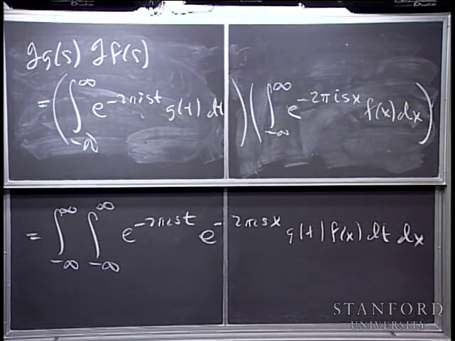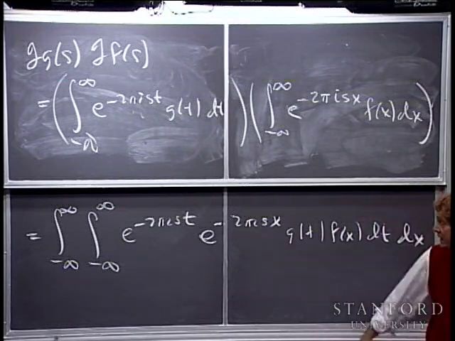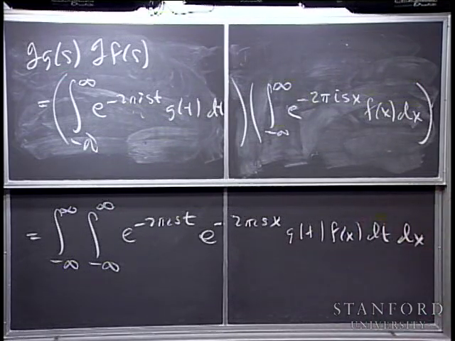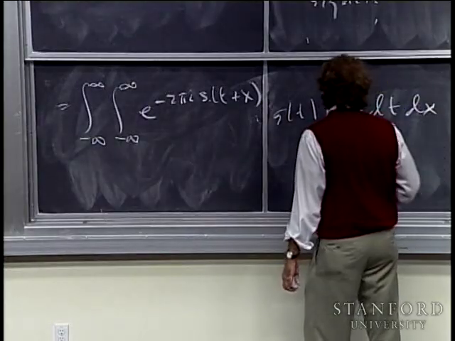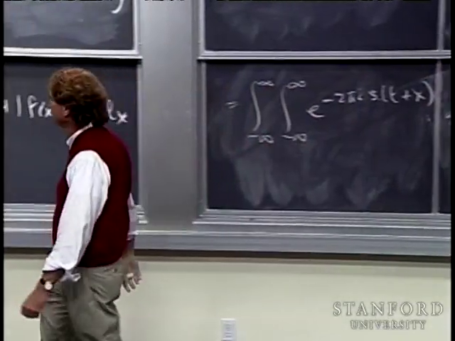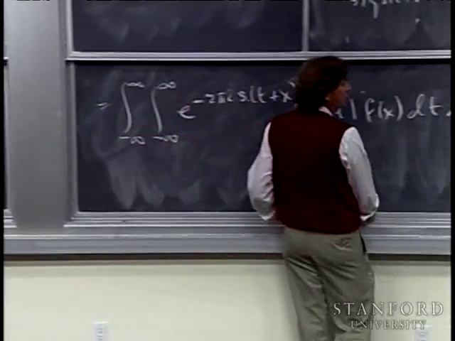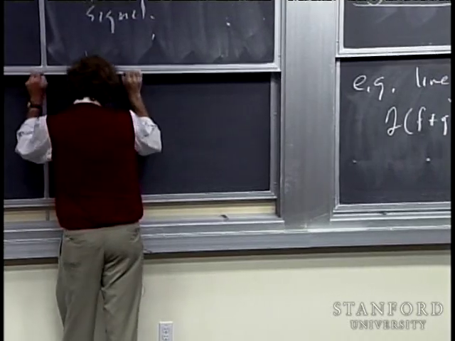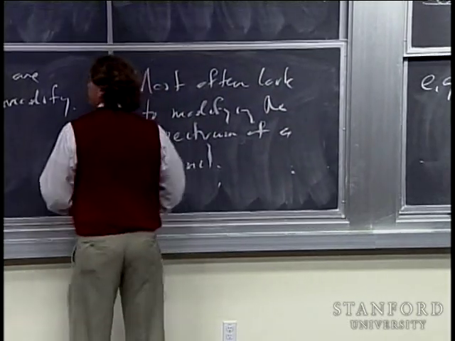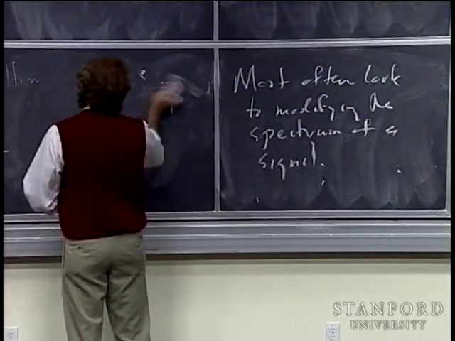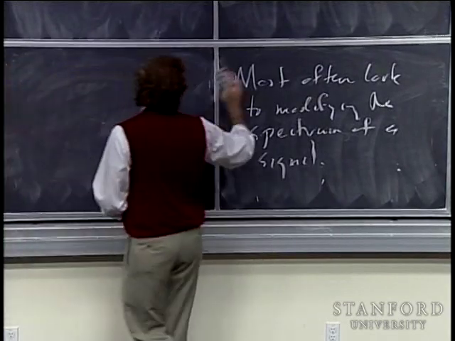All right, so this is e to the minus 2 pi i. I have a common factor of s in both exponentials, and I get s times t plus x, g of t, f of x, dt dx. Okay. Now, I haven't done anything there except algebraically combine the two exponentials. Now I want to do something a little trickier. I'm going to write this double integral as iterated single integrals.